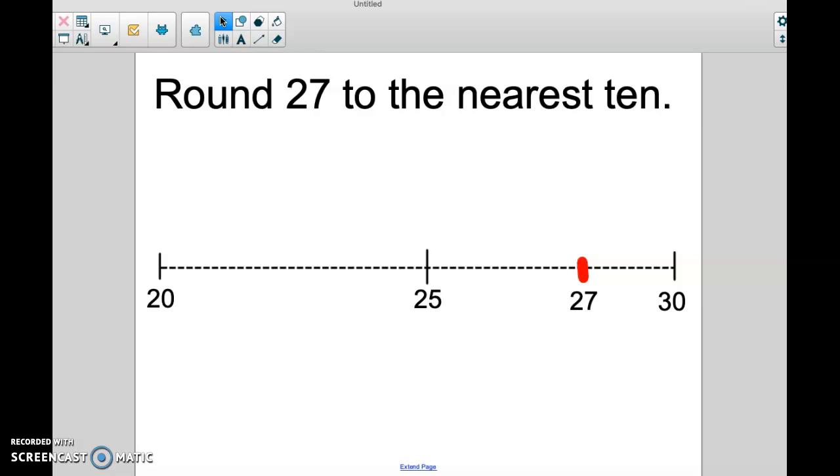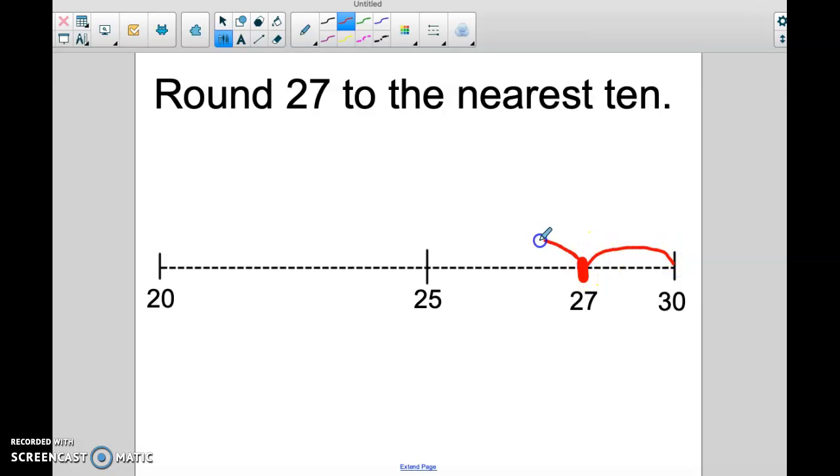Once we do this, I tell my students to take their pen. I'm going to try to do this successfully on the computer. Take their marker and draw mountains from the number 27 to your benchmark numbers.